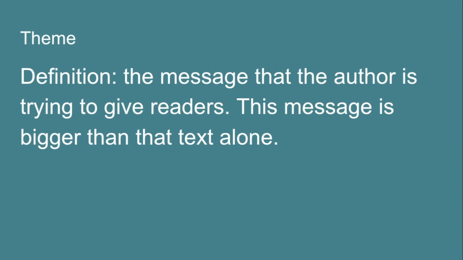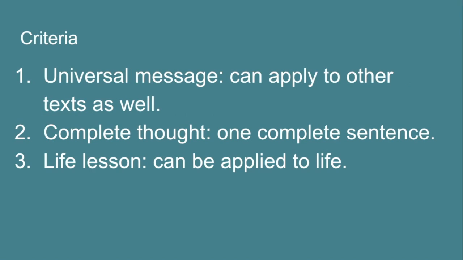And this message is bigger than the text alone. That means that maybe if you're reading something about slavery, right? Obviously we know like slavery is bad, but slavery is bad is not a theme. It can't be rooted in that text alone. Maybe it's power corrupts people. Maybe that's the theme. Or that we should never treat human beings like less than humans, or something along those lines. It needs to be applied to other texts as well, not just in that one text.